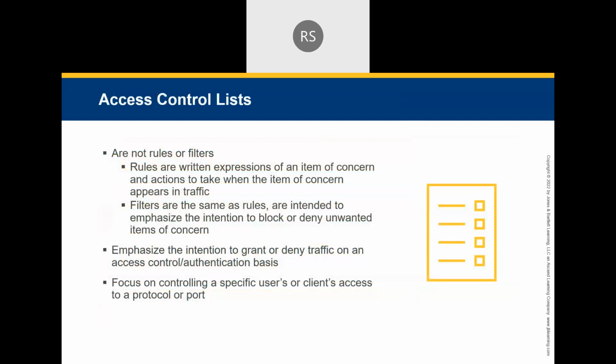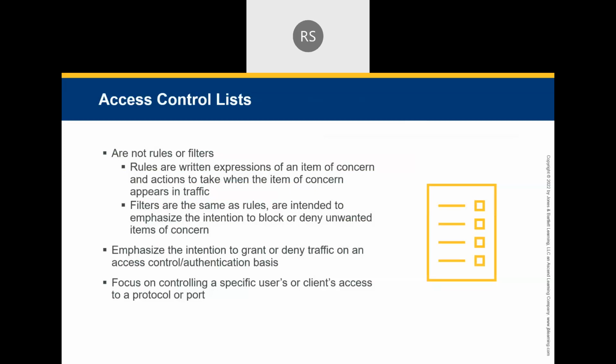Now, access control lists are distinct entities from rules and filters, so they're not rules or filters. We can define access control lists as providing a specific mechanism for controlling access to network resources, protocols, and ports. Rules can be defined as written expressions of an item of concern and actions to take when that item of concern appears in the traffic, while filters are the same as rules, but are intended to emphasize the intention to block or deny unwanted items of concern.